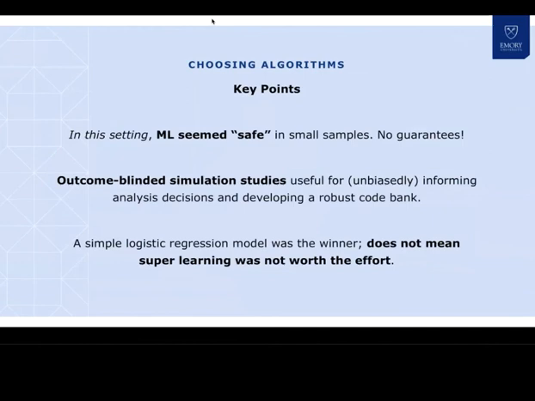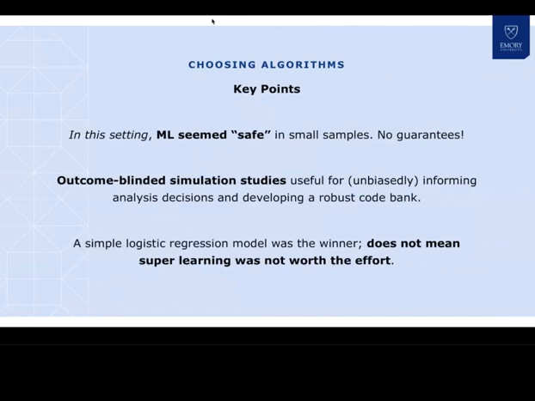And they say, well, yeah, of course, I know and trust logistic regression. Why would I ever use machine learning? Look, it was the winner here. It's always going to be the winner. And I think that that's a bit too strong of a takeaway from this, right? Because for me, at least, I tend to be a bit more conservative.